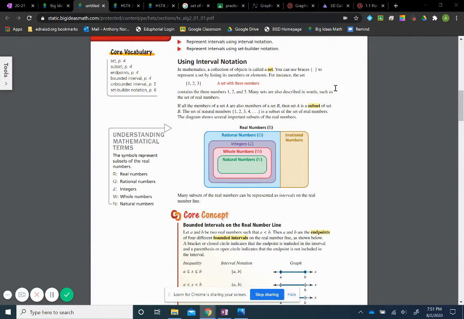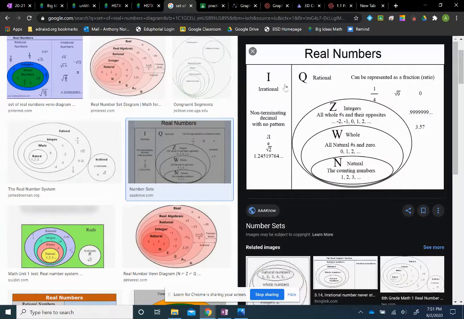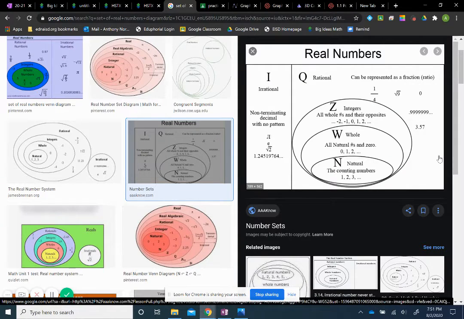All numbers that you can think about are real numbers. There's one type of number that's not, it's complex numbers. So there it is. We're going to go to Google. Here are examples of each.